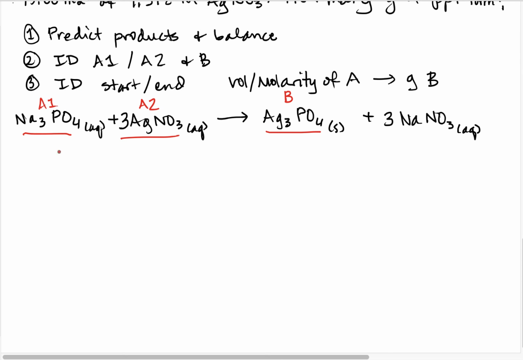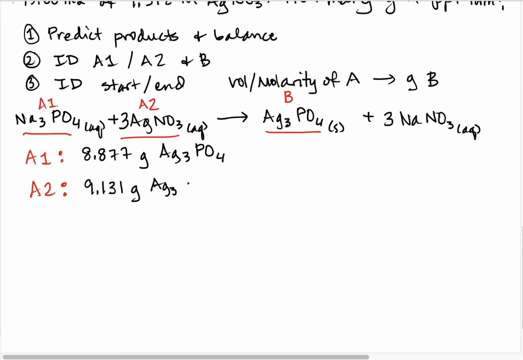So from our A1 track, you should have found that we can produce 8.877 grams of silver phosphate, starting from our sodium phosphate. And from our A2 track, you should have calculated that we can make 9.131 grams of silver phosphate. And so, of course, our answer is this smaller quantity right here.